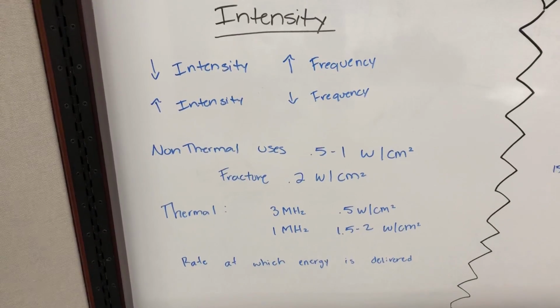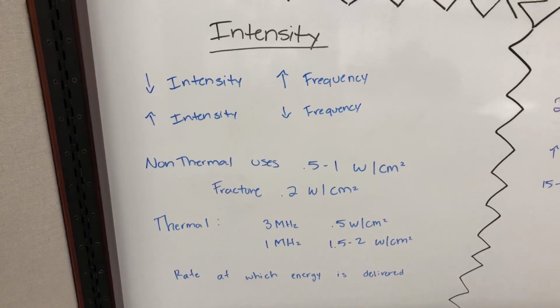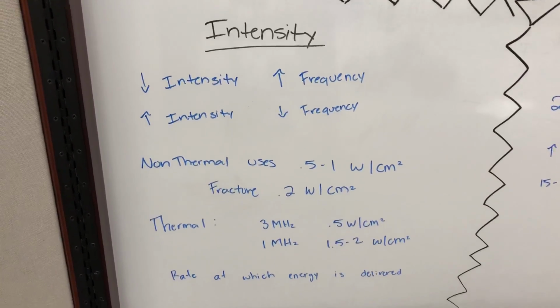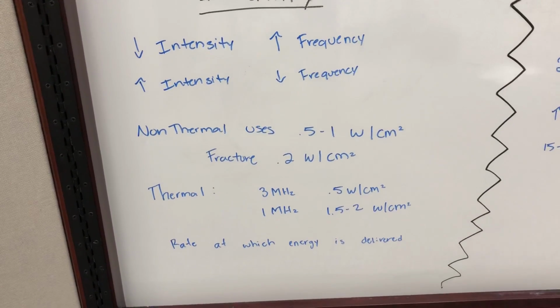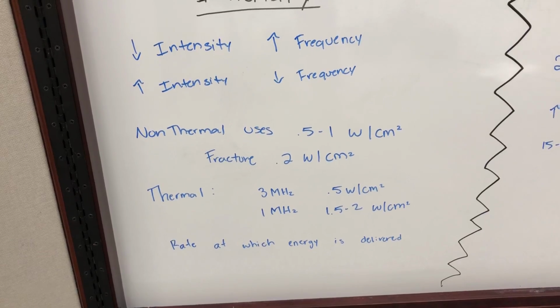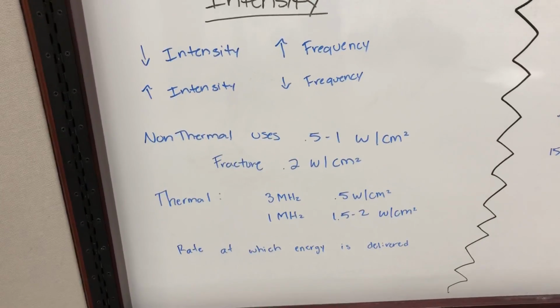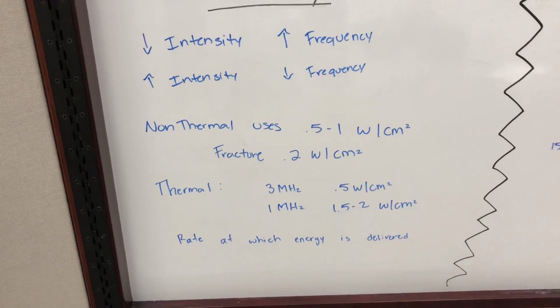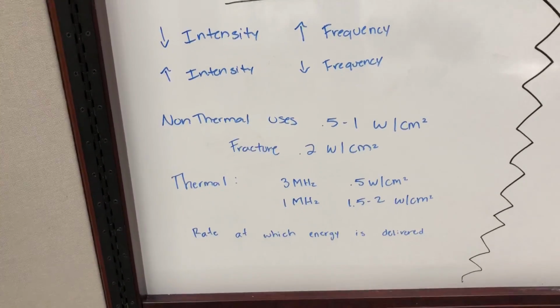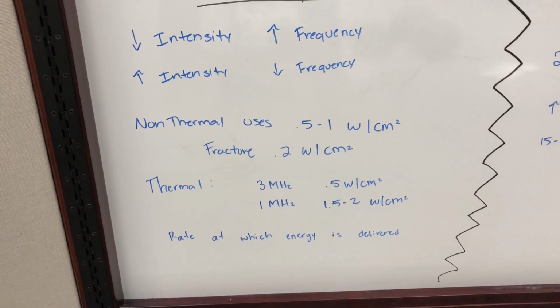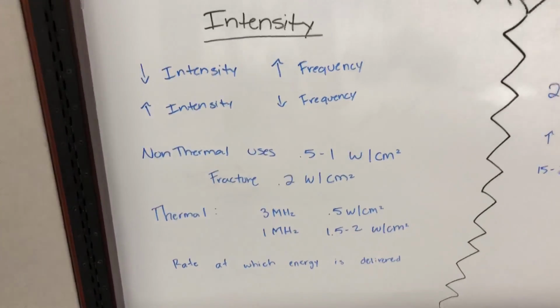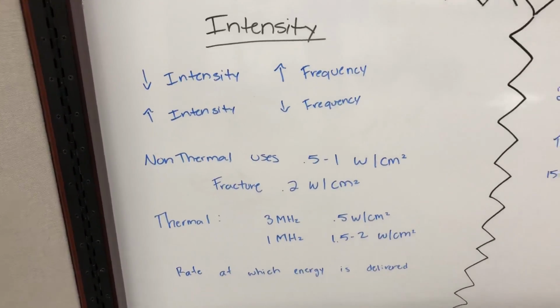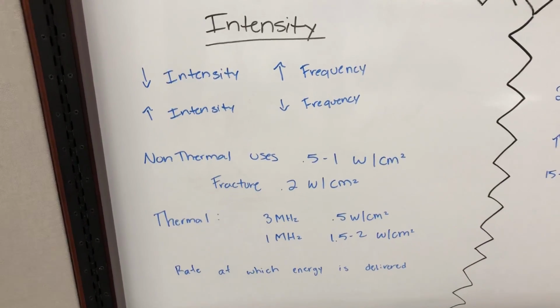For a frequency of 3, which is what we talked about earlier for the less dense area, you would want to use an intensity of 0.5 watts per centimeter squared. And then for a frequency at 1, which is for those deep tissues, deep structures, you'd want to use 1.5 to 2 watts per centimeter squared. Now, if it is a fracture and you're using the non-thermal use, you would want 0.2 watts per centimeter squared.